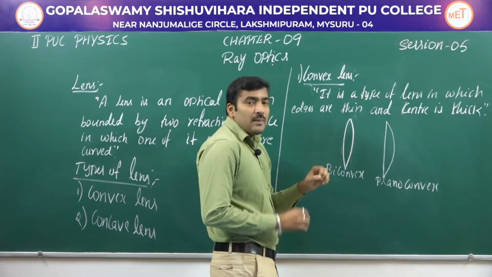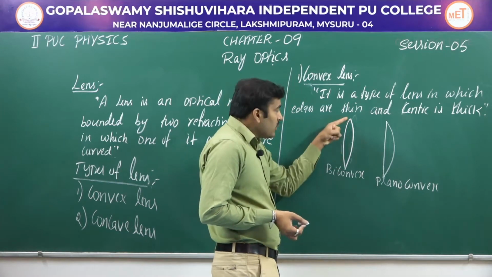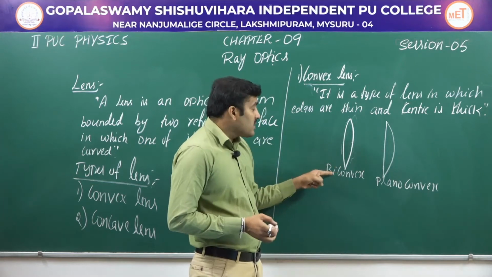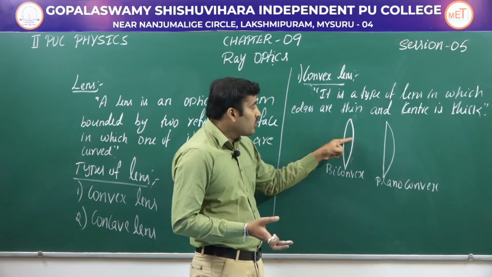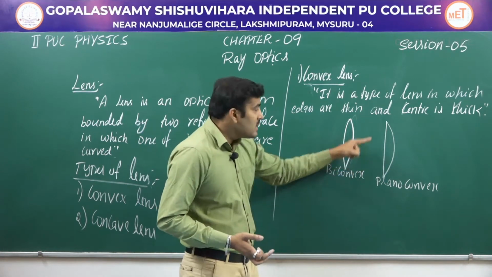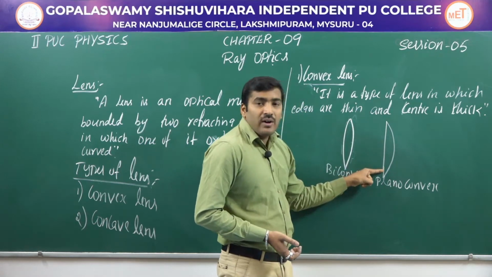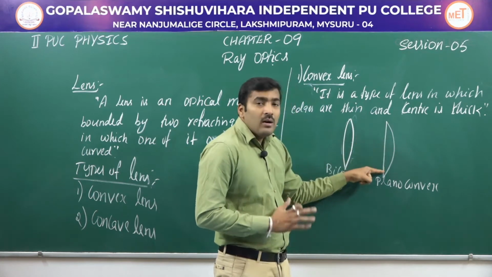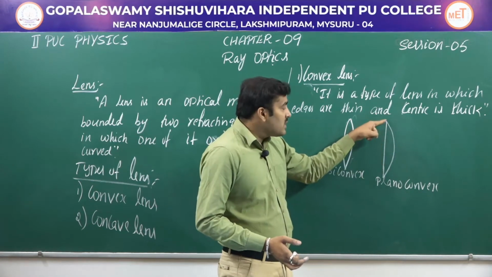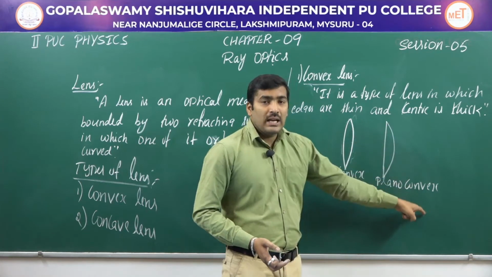Why is this called a biconvex lens? Here we have two surfaces. The two surfaces are bulged outwards. That is why this is called biconvex. Both the surfaces are convex in nature. That is why this is a biconvex. And in this one, one surface is a plane surface and the other one is a convex surface. The other one is bulged outwards. So this is a plano-convex lens.